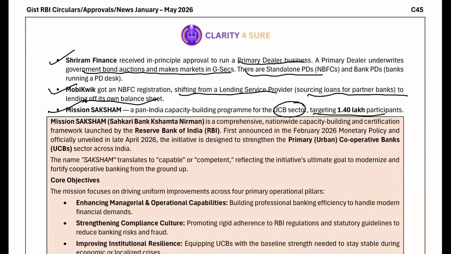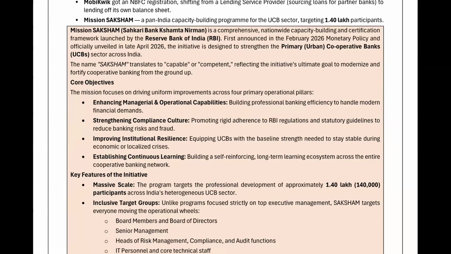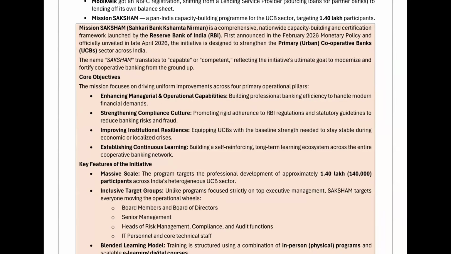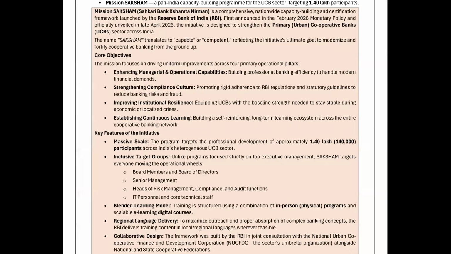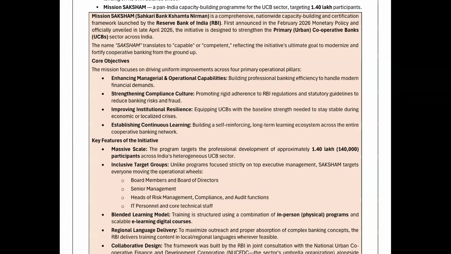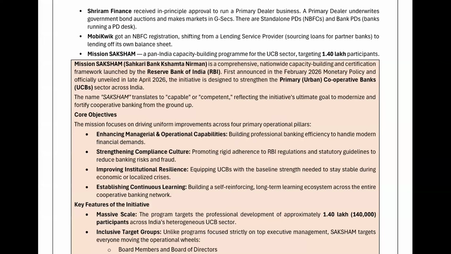देखो मिशन सक्षम के बारे में डिटेल्स दिया हुआ है थ्रू दी चार्ट. जस्ट अ मिनट, राइट? प्लीज हैव अ लुक ऑफ इट. देखो, दिस इज मिशन सक्षम. इट इज सहकारी बैंक क्षमता निर्माण. This is all about this. So I have already discussed this thing in my full-fledged Panchsutra course, right? But you just have to read it.